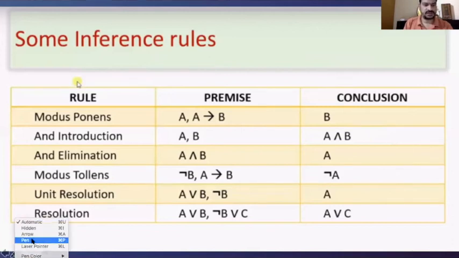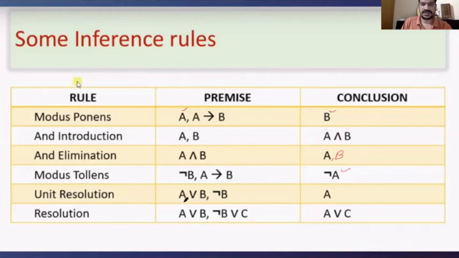We'll just revise it. So what is the first rule? The first rule is modus ponens. Modus ponens says that if you have a clause A and another clause, A implies B, then the conclusion is B. And introduction: if you have clause A and clause B, then by introducing AND, it will be A and B. And elimination: if you have A and B, your conclusion will be A or B. Now, the next one is modus tollens. It says that if you have negation of B and A implies B, you'll get negation of A.